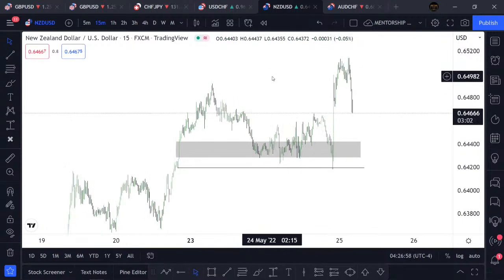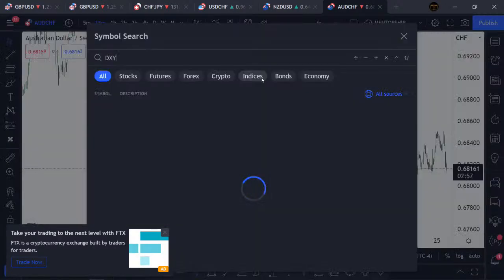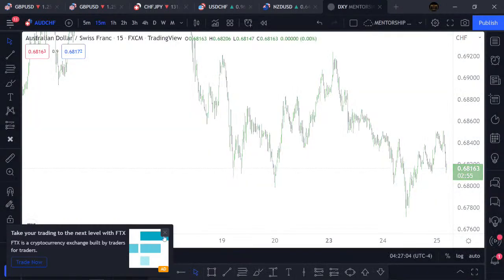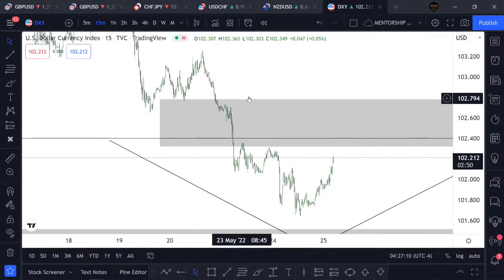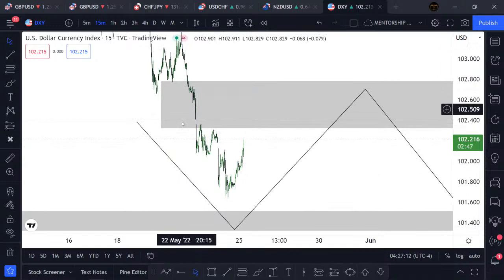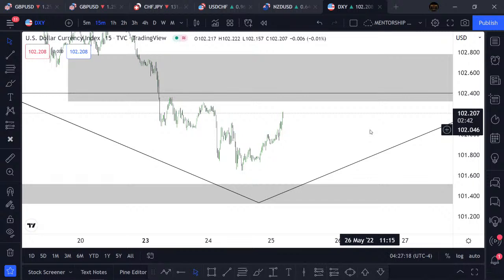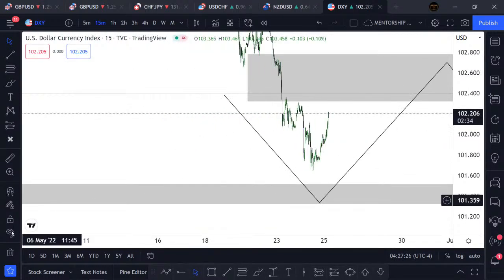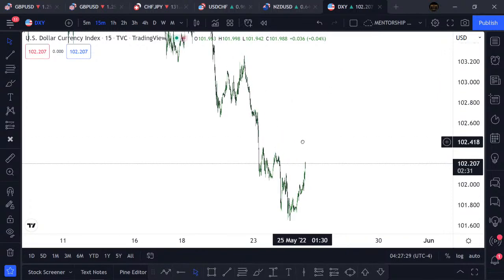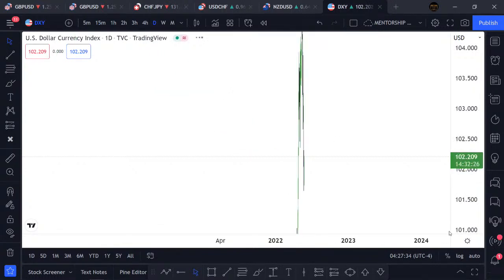Let's first look at the dollar index, DXY, on TradingView. So we see that on a 15-minute chart we have the dollar index trying to trade higher. This was my analysis on the daily chart. Let's first look at the daily.